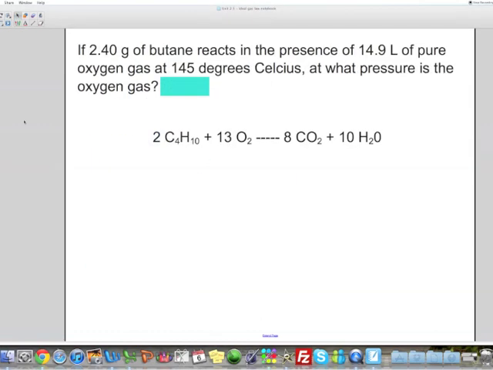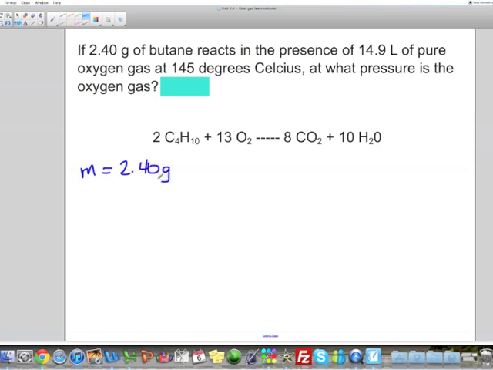So here it goes. If 2.40 grams of butane, so butane is C4H10, so we have 2.4 grams of butane, mass equal to 2.40 grams, reacts in the presence of 14.9 liters of pure oxygen. I'll put it over here because I'm talking about a different substance. So the volume of oxygen is 14.9 liters at a temperature of 145, which ends up being 418 Kelvin. So 418 Kelvin.